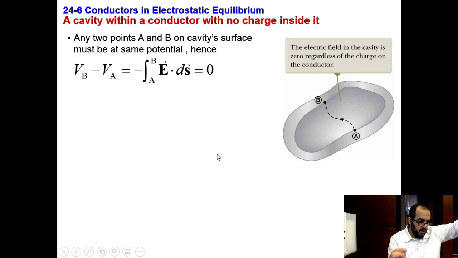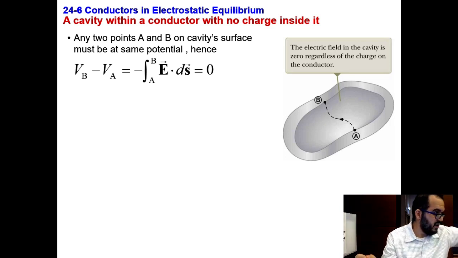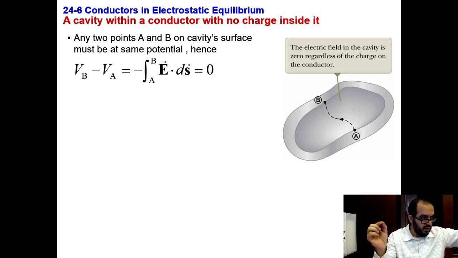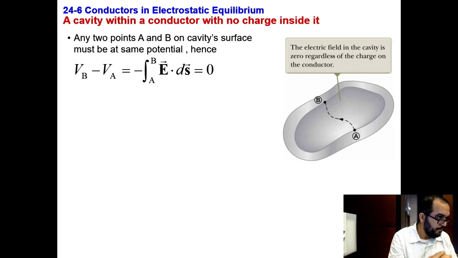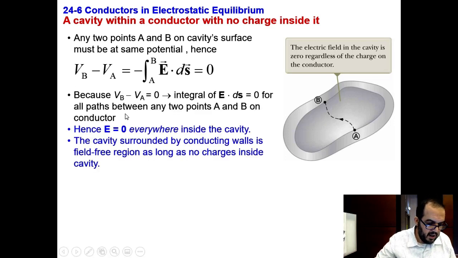Remember, we said a conservative force, like the gravitational force, the work going from A to B only depends on the positions of A and B. It does not depend on the path taken. Same thing for the electrostatic force. The work done by the electrostatic force does not depend on the path taken. It only depends on the original position and the final position, A and B. So that means that E dotted with dS is equal to 0. Hence, the electric field has to be equal to 0 everywhere inside the cavity.